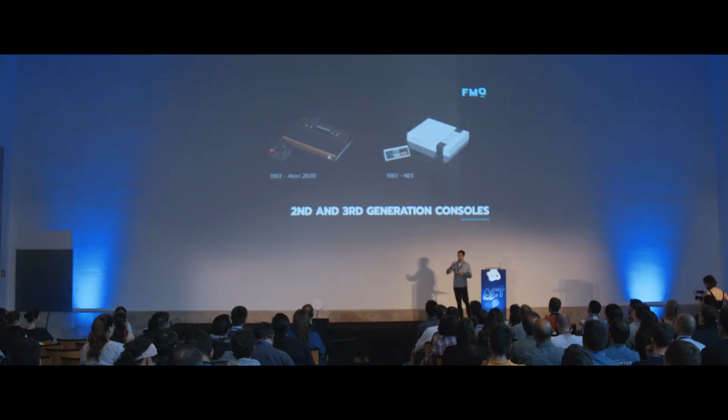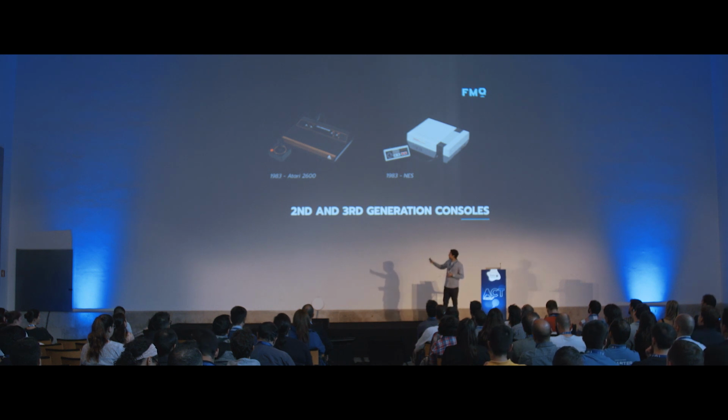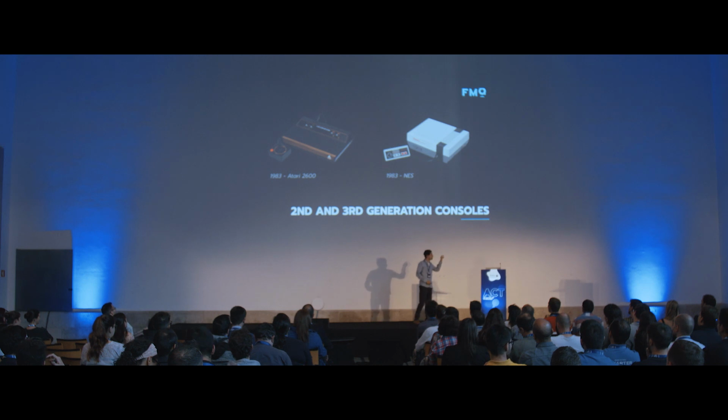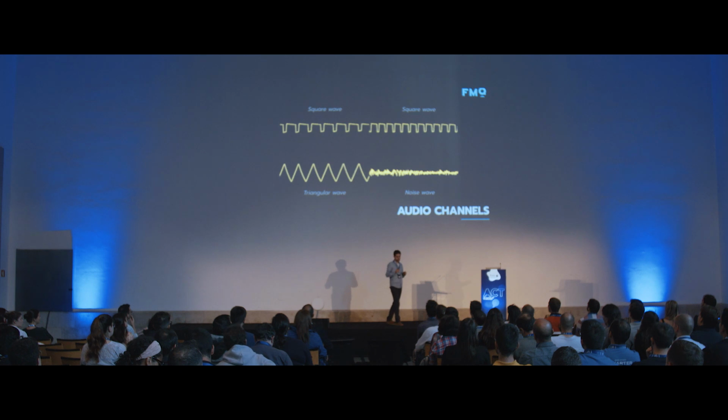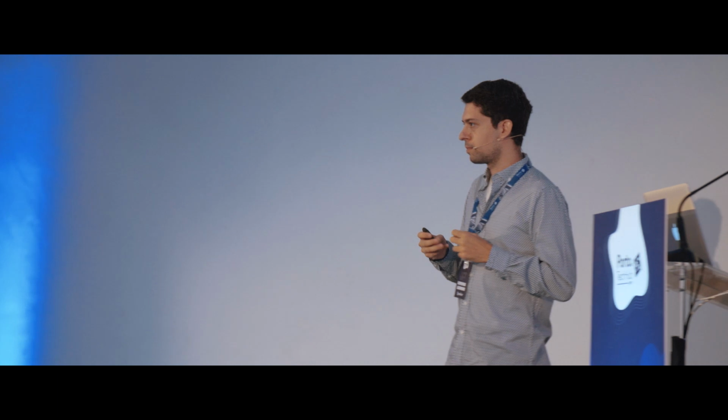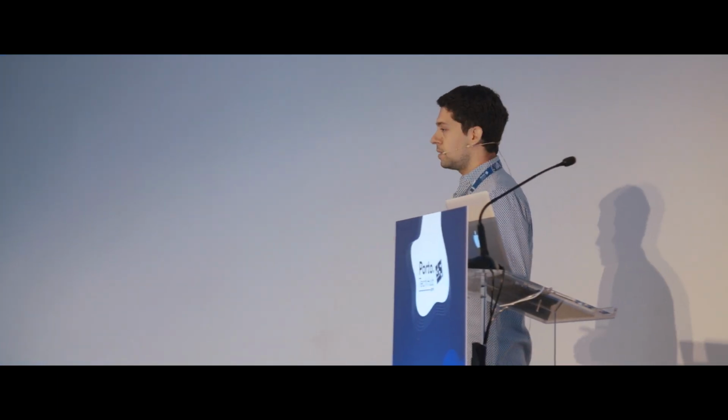Then appeared the second and third generation of consoles. The one on the left was my first console. But I'd like to talk mainly about this one, the third, the NES. Why? Because these consoles, compared to the first one, already had a sound chip that could produce the games, and it allowed a lot more quality for the developers. And these consoles have 4 or 5 audio channels. What's an audio channel? It's a unique sound that can be produced at the same time.